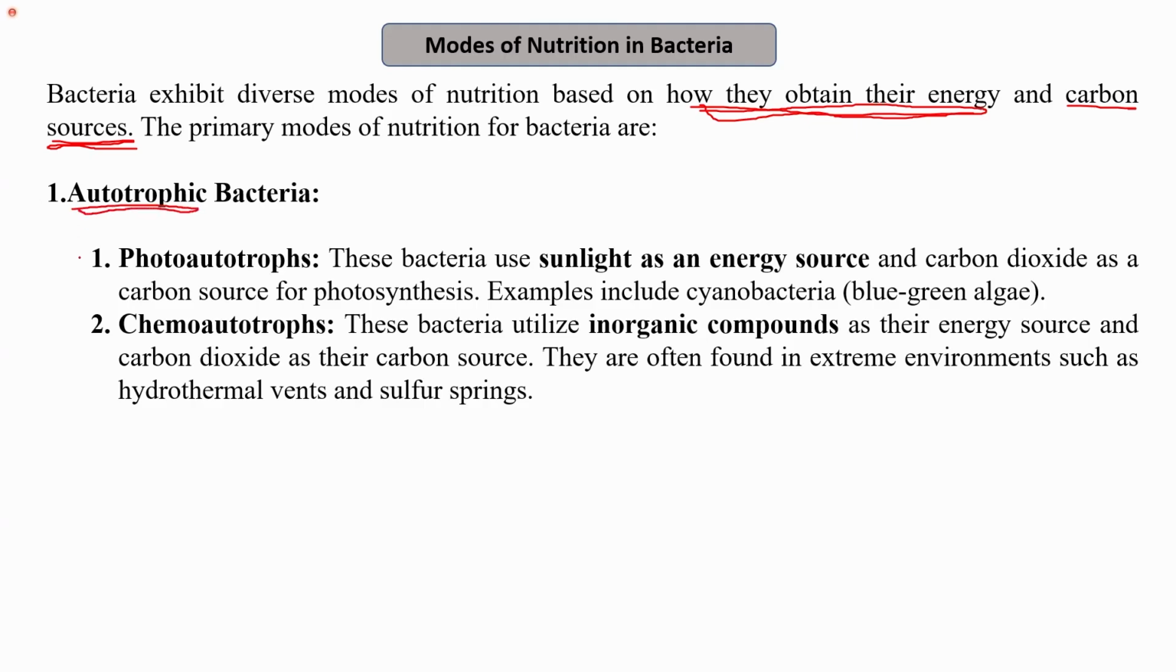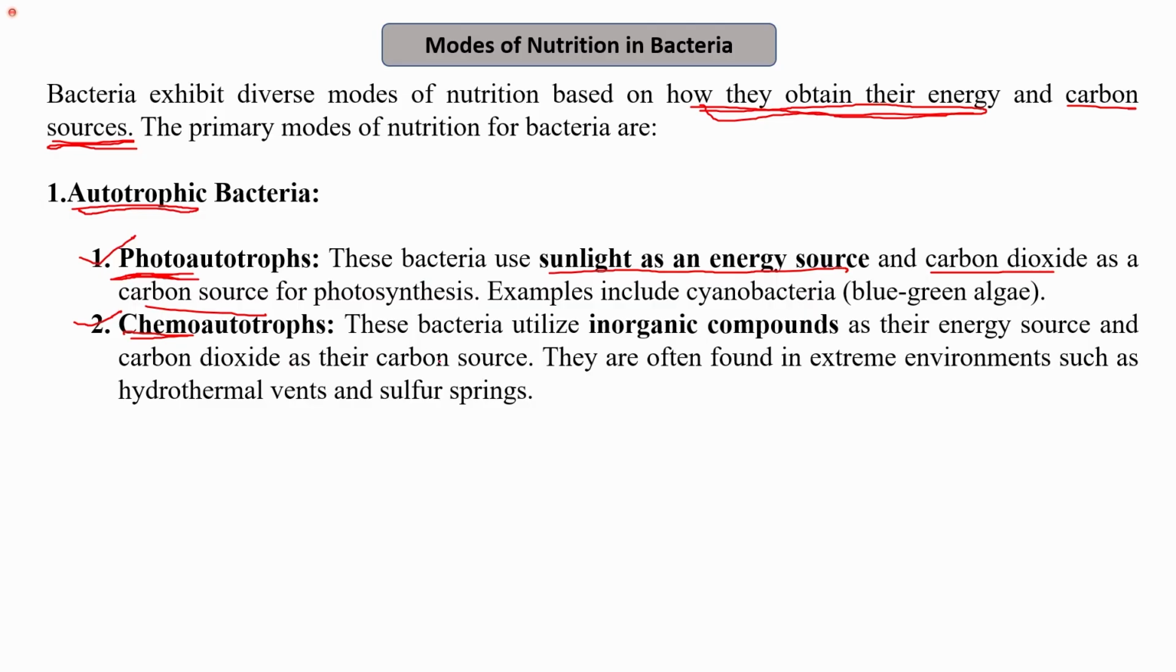There are two types of autotrophs. First is photoautotrophs. Second is chemoautotrophs. Photoautotrophs, as the name suggests, photo means light. Chemo means chemical. So basically, phototrophs are the bacteria that use sunlight as an energy source and carbon dioxide as a carbon source for the photosynthesis. Example, cyanobacteria, which is blue-green algae.